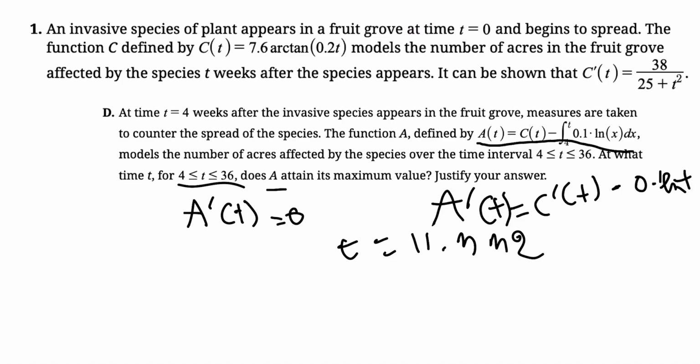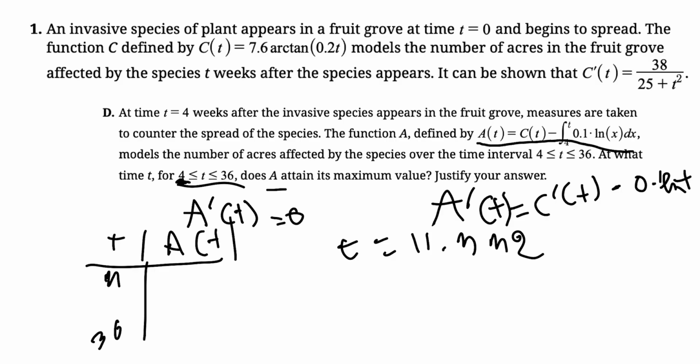And what you can do is build a table of values. So you have t and a of t. The endpoints are 4 and 36, and our critical point is 11.44. You plug this into your calculator, and you get that at t equals 4, a is 5.128. At t equals 11.44, a of t is 7.317. And then at 36, you have 1.743.